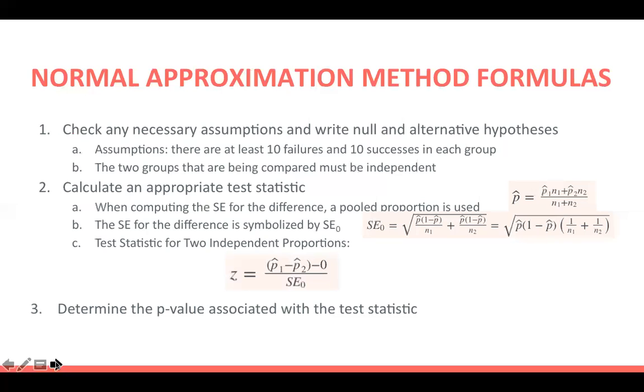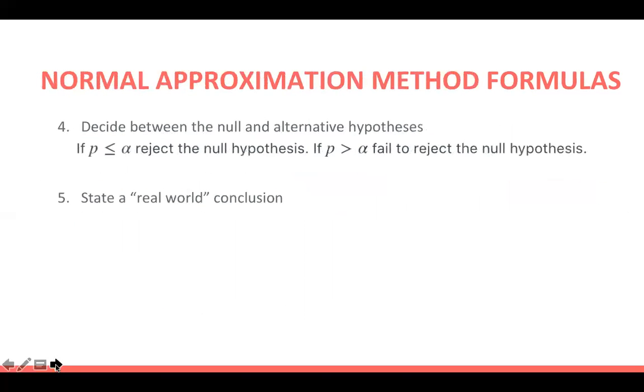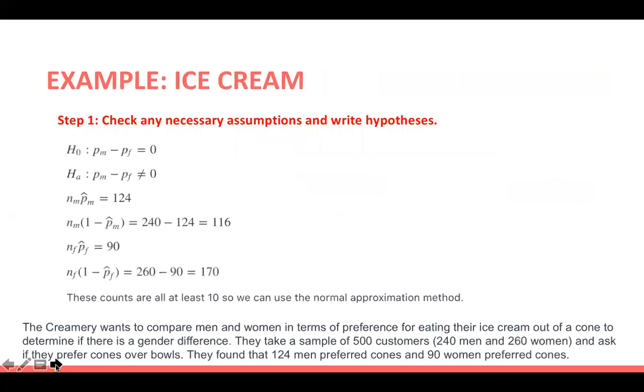And then once we get our standard error, we can calculate our test statistic. Here in our test statistic, we will be using the difference between group 1 and group 2 p hat, and then dividing that by our standard error. So then, once we have our test statistic, we will determine the p-value associated with the test statistic. Then we will decide between the null and alternative, so whether to reject or fail to reject the null hypothesis. And then again, stating a real-world conclusion. So just to go over a quick example of that.